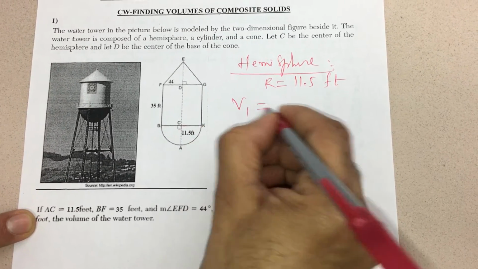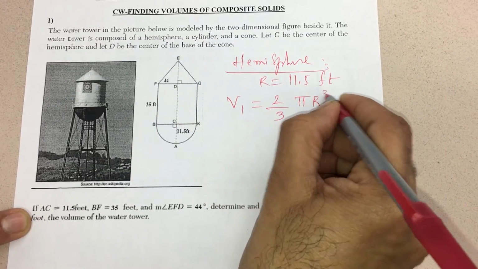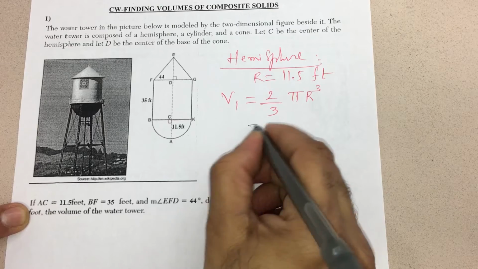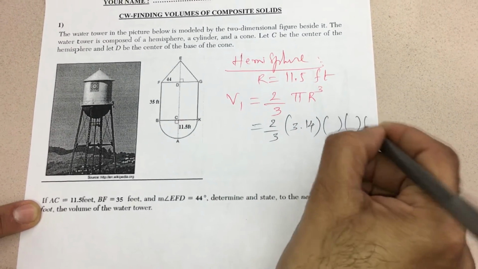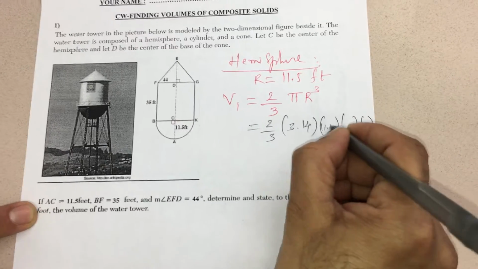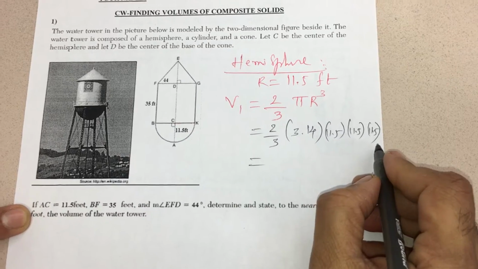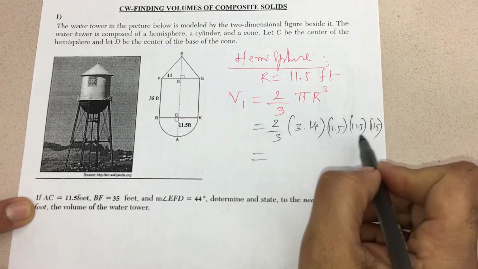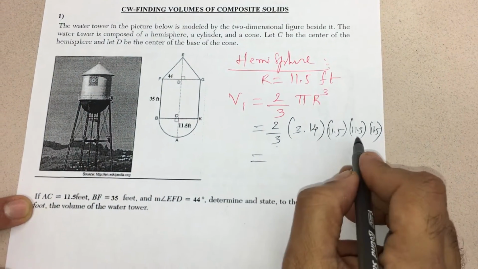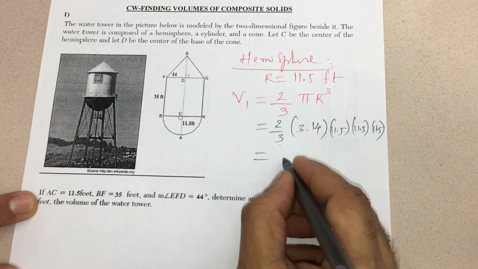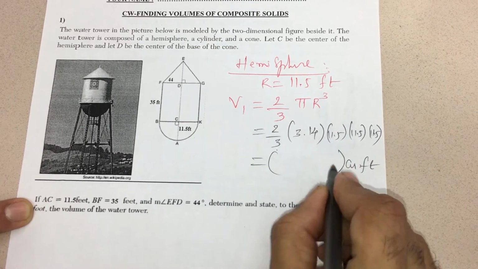Therefore, the volume of the hemisphere uses the formula 2/3 pi r cubed. So I write 2/3 times pi, which is 3.14, times the radius times radius times radius, that is 11.5, 11.5, 11.5. When you multiply these numbers, multiply all the numerators first and then divide that answer by 3. That is the correct way of doing it, otherwise the calculator gives an error. When you complete this, you will get cubic feet. I am not doing that, you have to complete it.